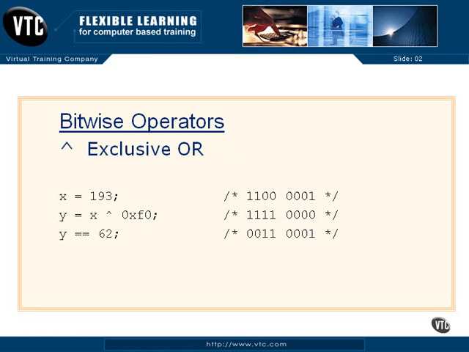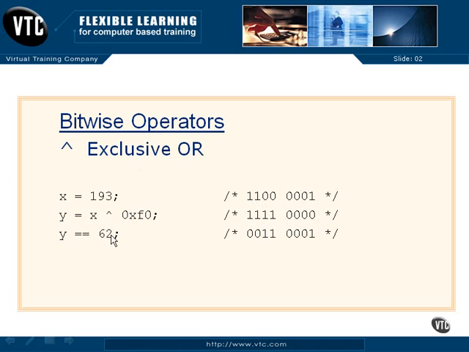This is the exclusive OR operator from our bitwise operators set, and it's the caret, little up arrow there. And exclusive OR means one or the other, but not both. So here if we have our 193, that's the binary value for that. Y is equal to X, exclusive ORed, or XORed they call it, with F0, that's our pattern. All ones there, zeros there.